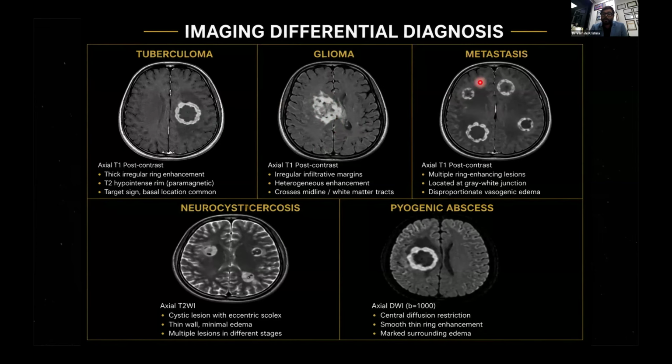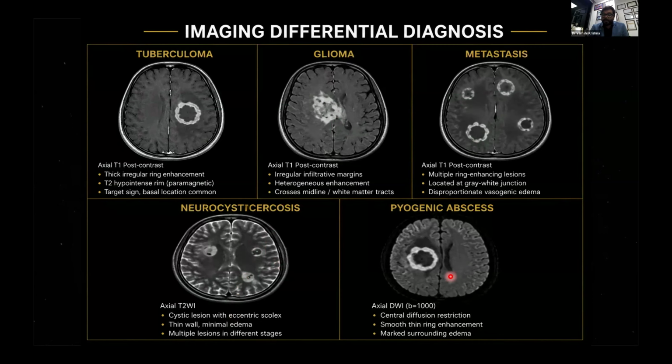Metastasis, compared to tuberculoma, there are usually multiple ring enhancing lesions. They are located at the gray-white junction, and there will be disproportionate vasogenic edema. Again, in neurocysticercosis also, there will be multiple cystic lesions with eccentric scolex, thin wall, and minimal edema, and multiple as discussed.